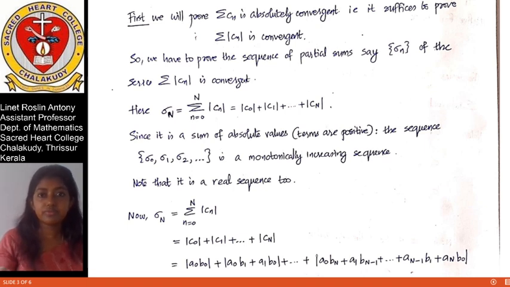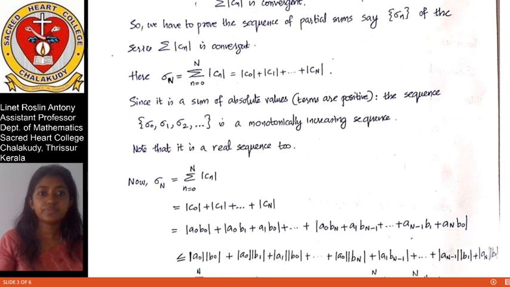Everything is possible. So you can see that this sequence is actually increasing monotonically. So it is a monotonically increasing sequence. And also note that it is a real sequence because we are just taking the modulus of the complex numbers. So whatever we are going to deal with from now on are real. So this is a case in the real analysis scenario.